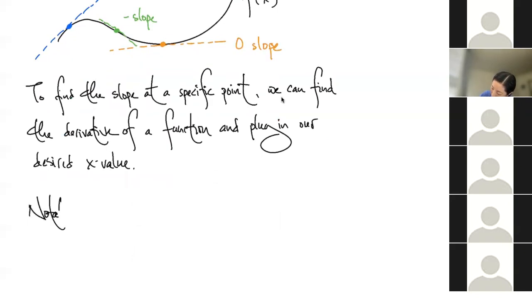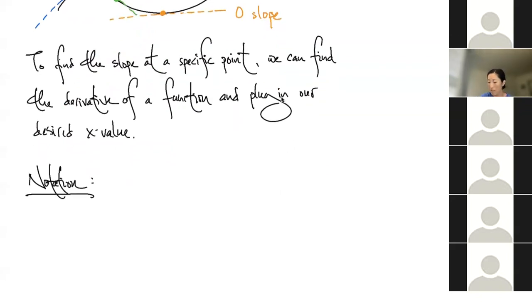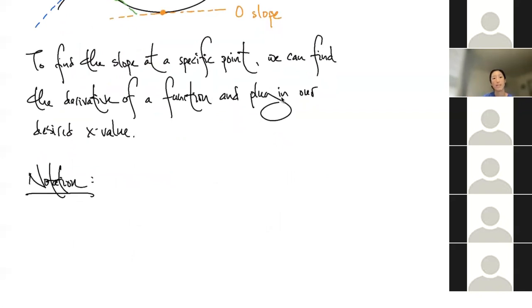Now, notation is definitely something that comes up quite a bit. Meaning, how many ways can I write derivative using math symbols?